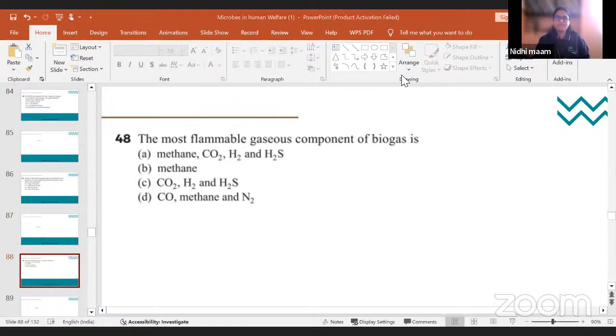The most flammable gaseous compound of biogas. Which gas is flammable? Which gas in biogas catches fire quickly? Methane, carbon dioxide, hydrogen and hydrogen sulfide, carbon monoxide, methane and nitrogen.